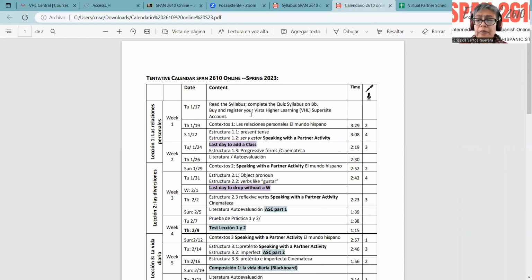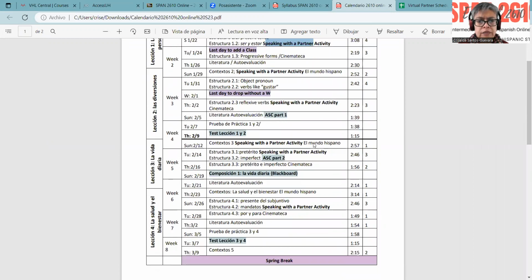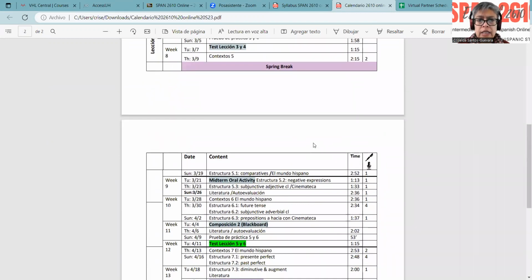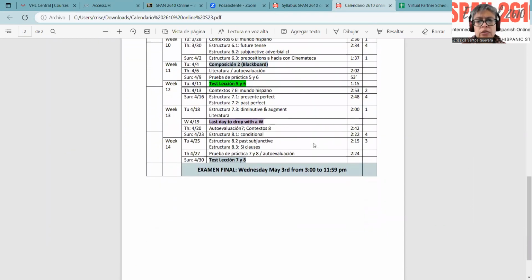I usually send reminders for important activities, but it's your responsibility to check the deadlines of each thing. You have here all the deadlines and all your activities for the entire semester. Okay? This is important to keep in mind: we have a final exam scheduled for Wednesday, May the 3rd, and you need to be free during these hours to take this exam. Please make all the necessary arrangements for this.